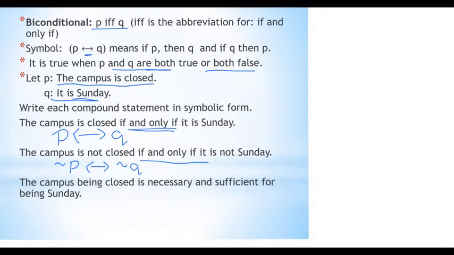And then our last one here is the campus being closed is necessary and sufficient for being Sunday. Remember, necessary and sufficient is the same as our if and only if. So the campus being closed will be P, and we'll put our double-sided arrow, is necessary and sufficient for it being Sunday. So that's going to be Q.